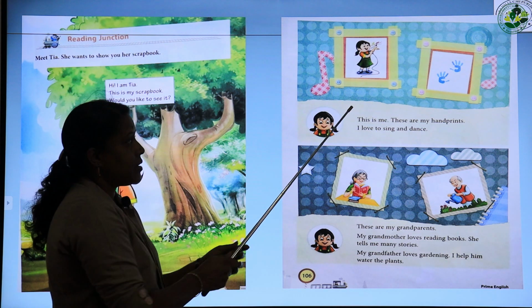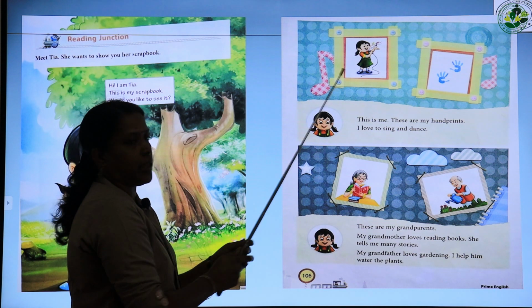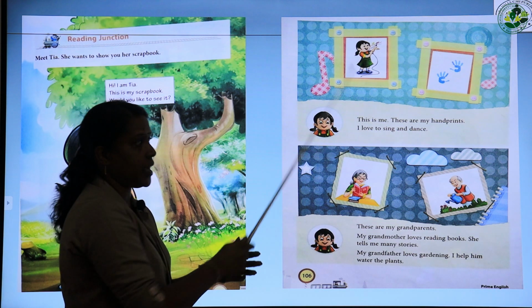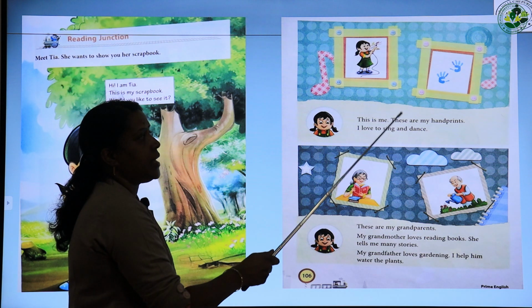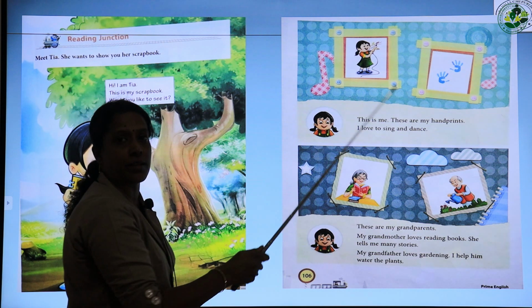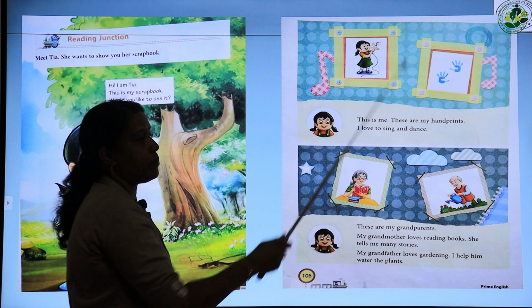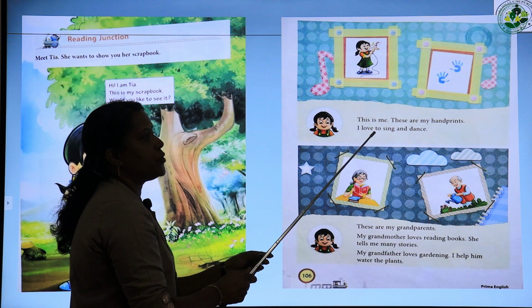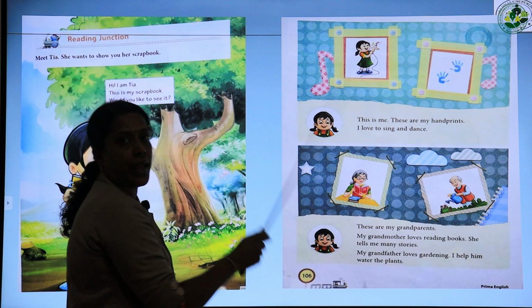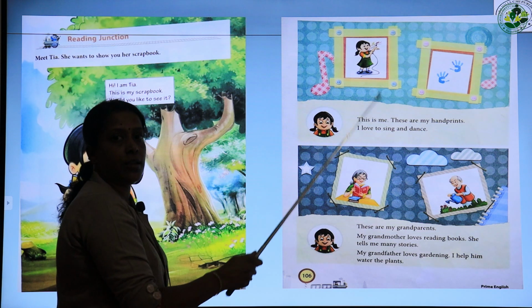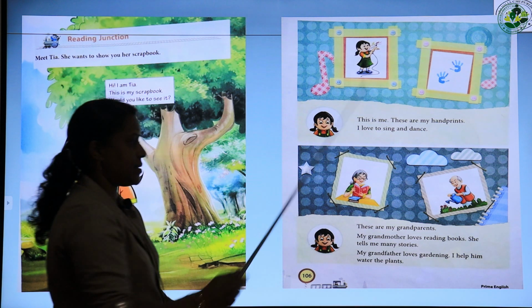So once again, this is me. Me means this is Tia. This is me. These are my handprints. I love to sing and dance. Tia loves to sing and dance.